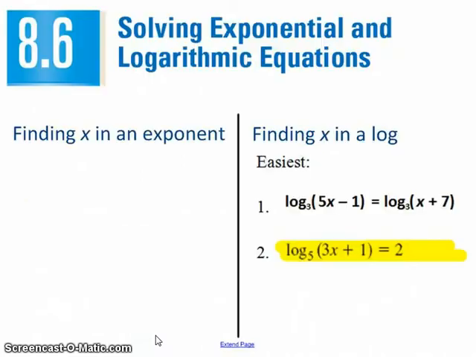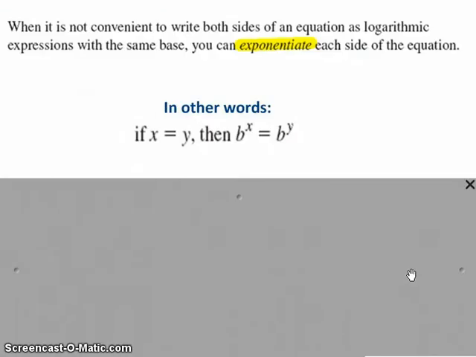Let's move on to the harder example though. In this case, we don't have matching log bases on both sides. In fact, the right side is not even a log. So let's make use once again of those inverse properties. The textbook uses a term that you're rarely going to hear me say, and probably rarely going to see, exponentiate.